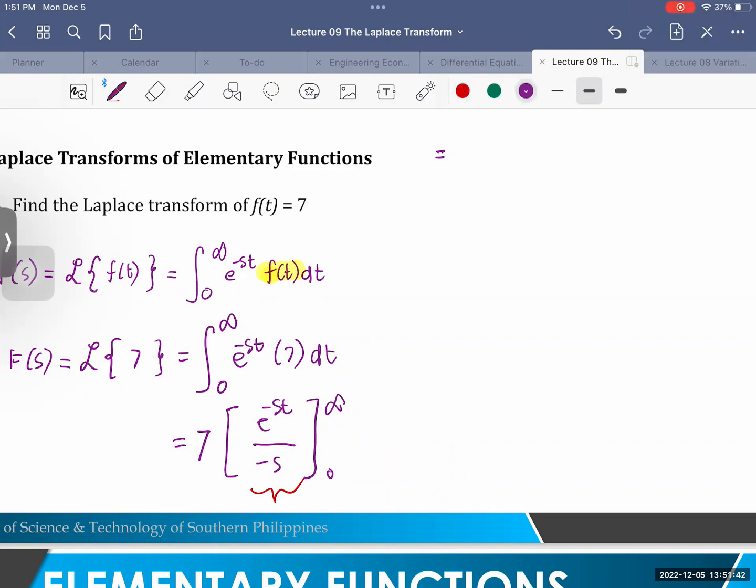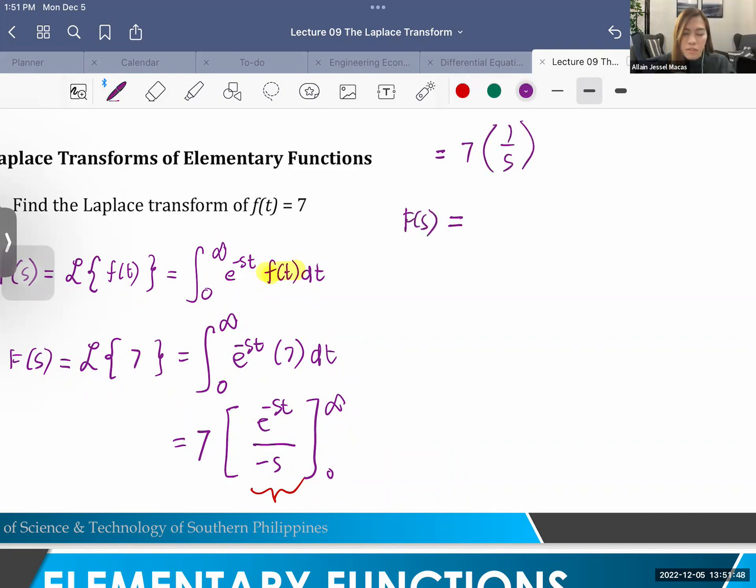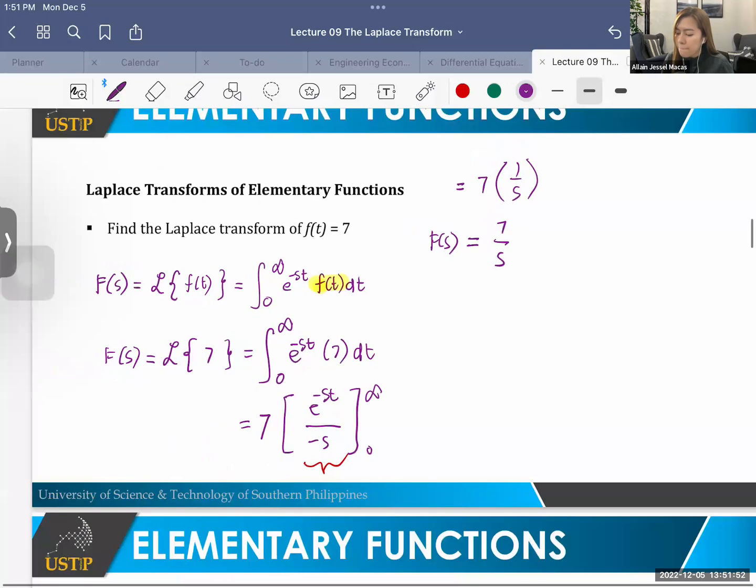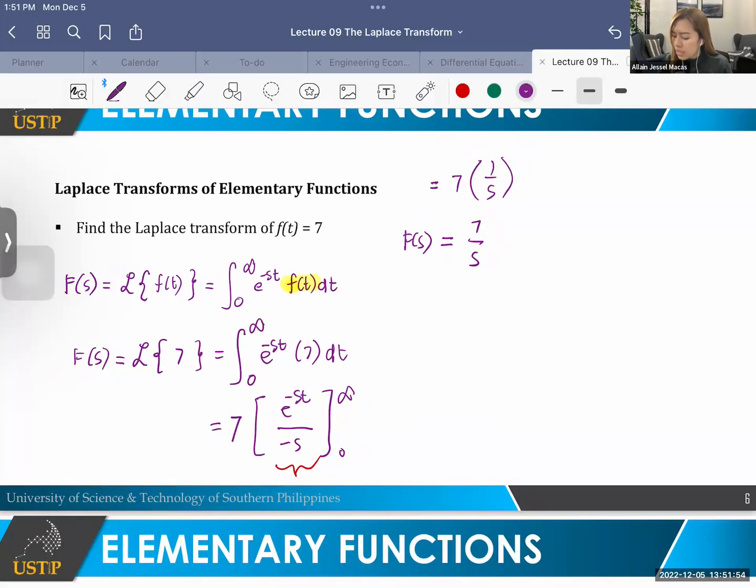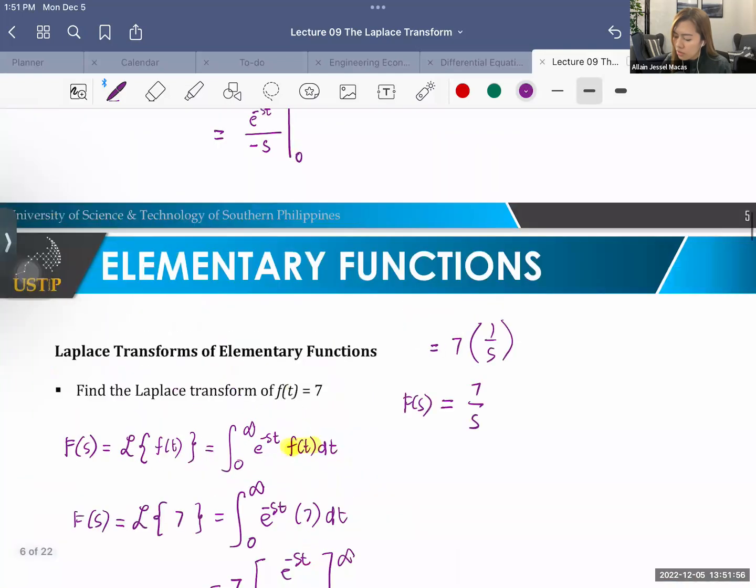Di ba? 1 over s. Correct. Di ba 1 over s? So that means, ang ato ng f of s class, multiply pa man nato siya 7. So 7 over s. Okay? Same na ni siya kani-kaning itsura.